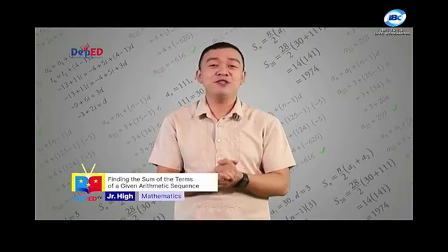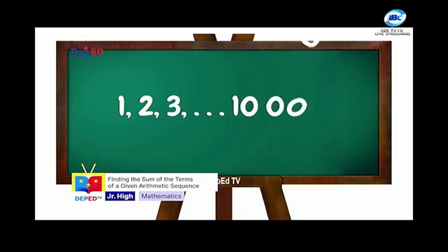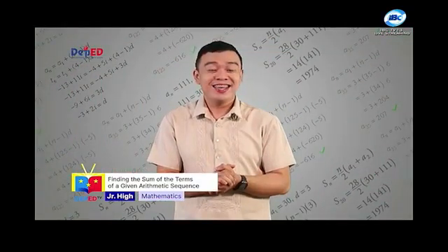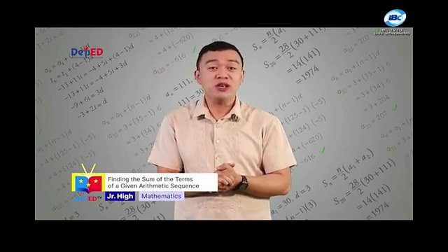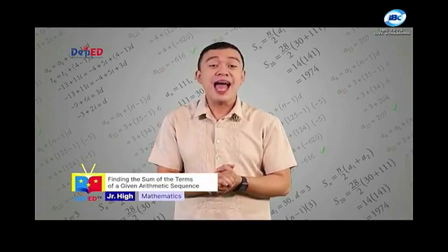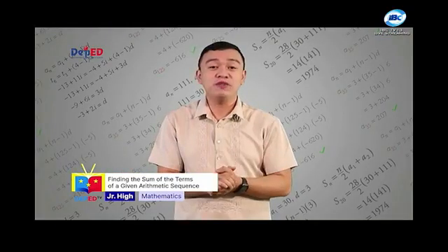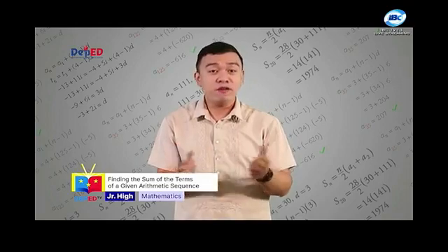What if you're asked to find the sum of the terms of the sequence 1, 2, 3, up to 10,000? There are 10,000 terms to be added one by one to get their sum, right? In doing this kind of solution, it is very challenging, especially if you're dealing with a sequence that has many terms. In getting the sum of the terms of an arithmetic sequence, we will be using any of the following formula.